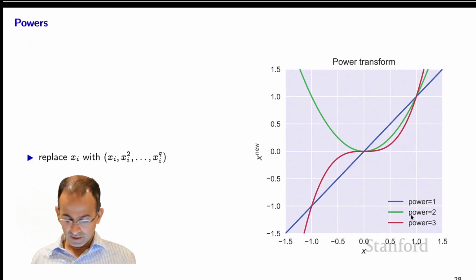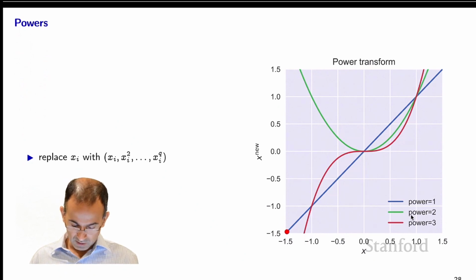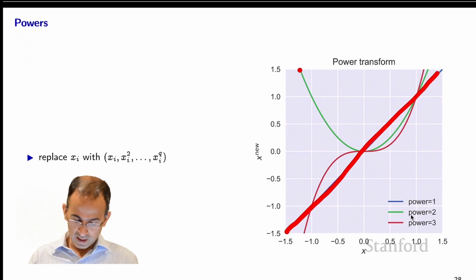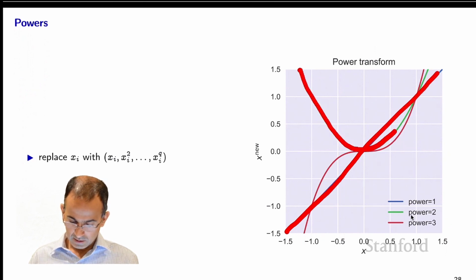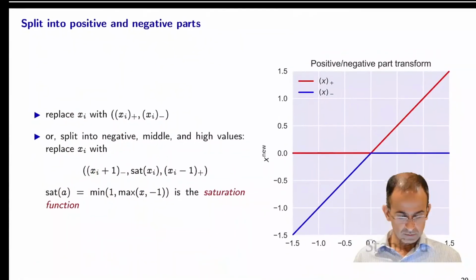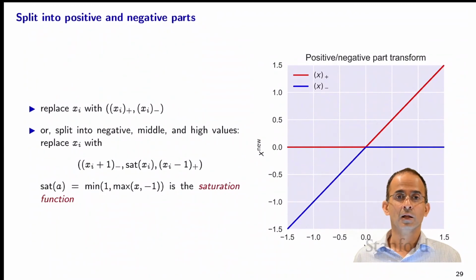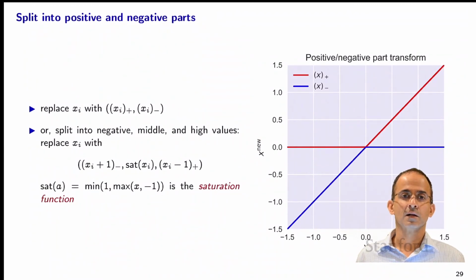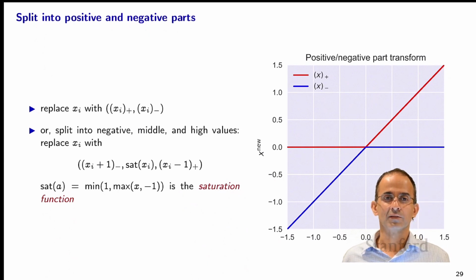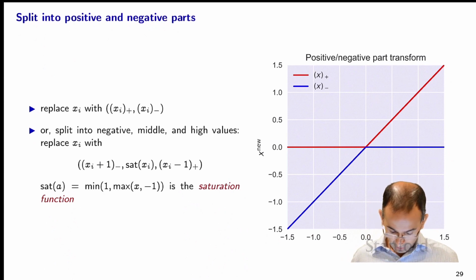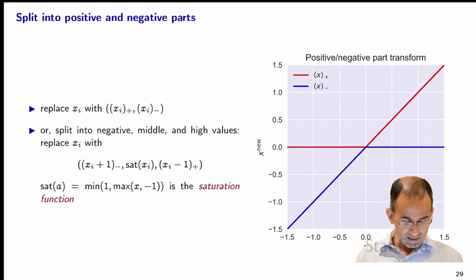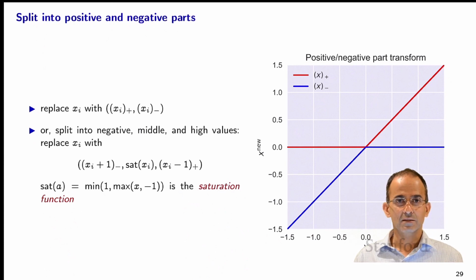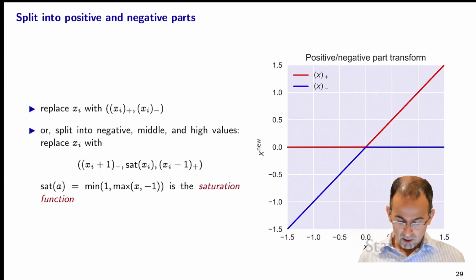Here's powers. We've seen these already. We know that this is u squared, and u cubed. And here's one we've seen already as well, u plus and u minus. These are splitting x into positive and negative parts. There's an additional one here which is worth looking at. This is the saturation function, sat of x. Sat of x is the minimum of 1, the maximum of x and -1.